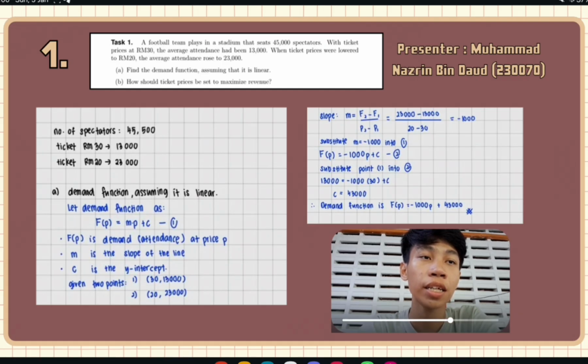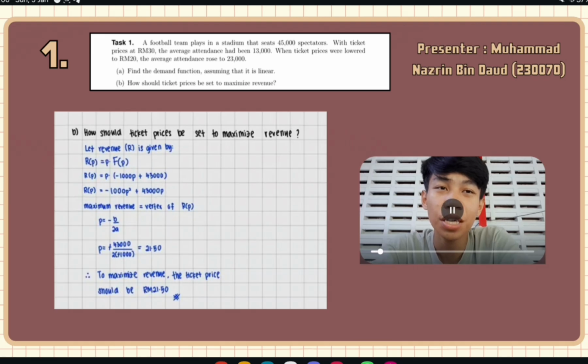So the next equation is the second equation, and we substitute any point given into the equation to find our y-intercept c value, which is 43,000. Our last answer for the demand function is f(p) equals negative 1,000 p plus 43,000. So for question B, what should the ticket price be to maximize revenue?